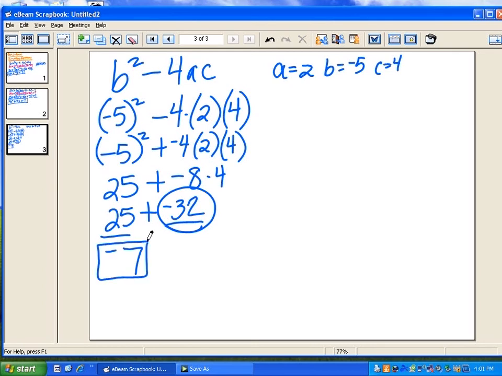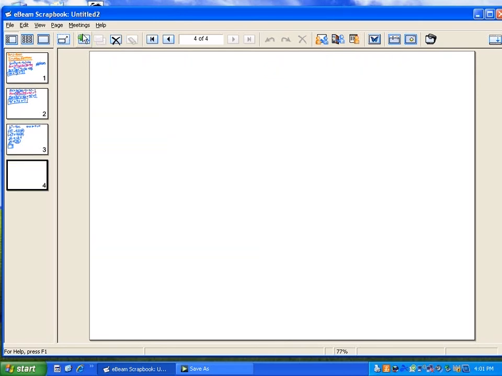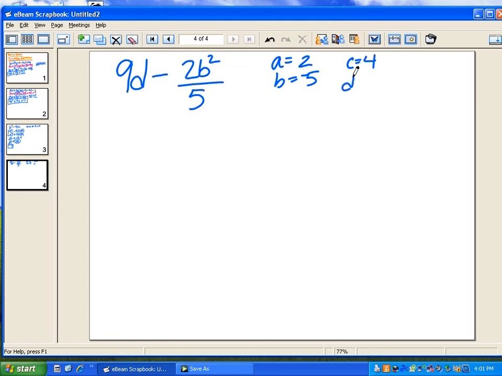Okay? And I'm going to do one more because they like to give these to you with fractions. And they like to make them look a little crazy. So here is 9d minus 2b squared divided by 5. And A is 2, B is negative 5, C is 4, and D is negative 1/3. Okay, so I'm going to start by just plugging everything in.